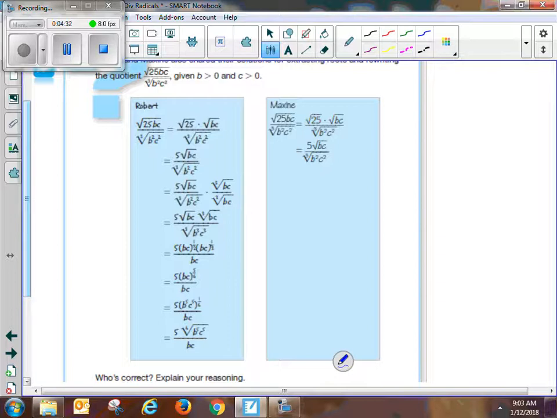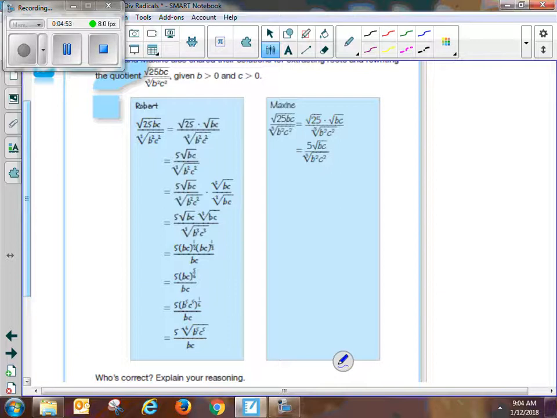Because remember, like base, you add powers. So do you see how we're going to multiply by a bc? Anybody not see that? Okay, so b to the 2 times b to the 1 is b to the 3, good. And c to the 2 times c to the 1 is the c to the 3.